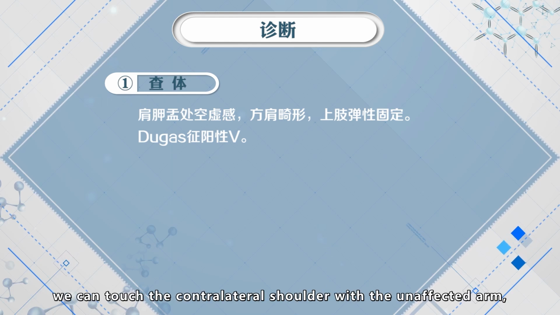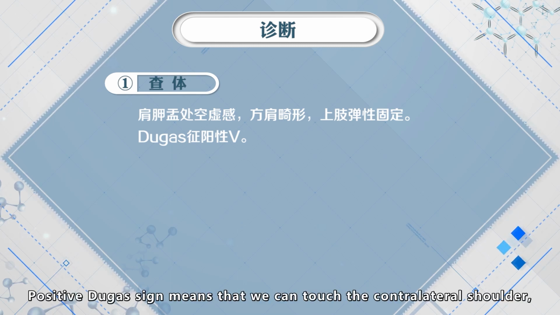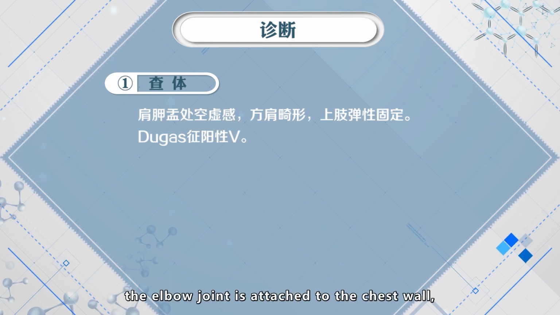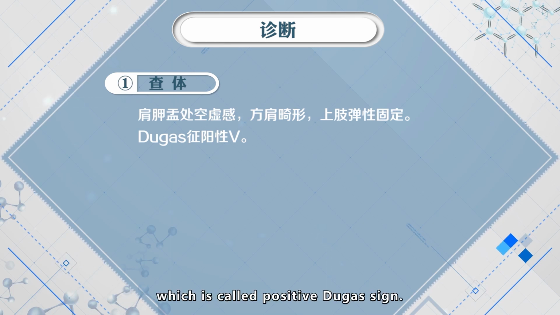Normally, we can touch the contralateral shoulder with the unaffected arm, and our elbow joint can be close to our chest wall. Positive Douglas sign means that we can touch the contralateral shoulder, but the elbow joint cannot be close to the chest wall, or just the opposite. The elbow joint is attached to the chest wall, but we cannot touch the contralateral shoulder with the hand, which is called positive Douglas sign.